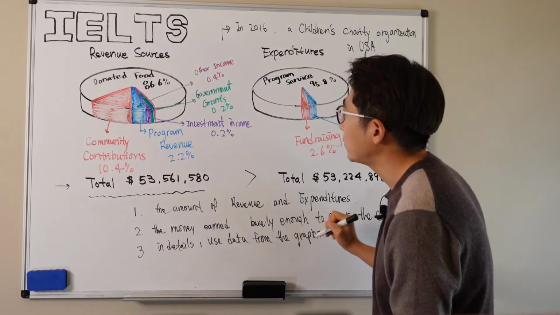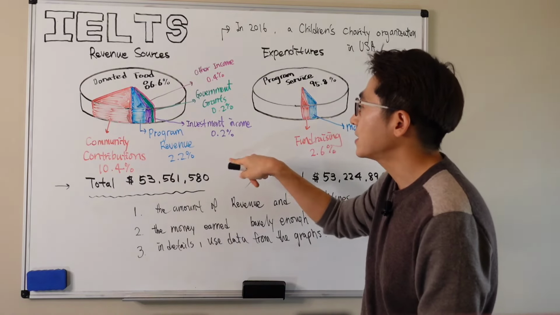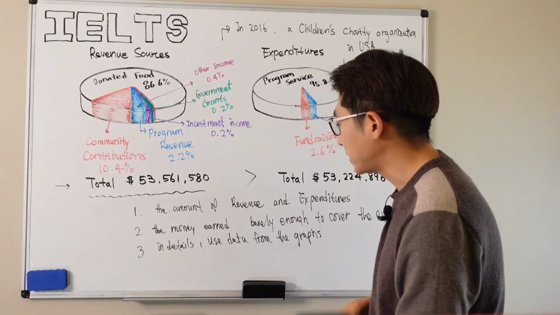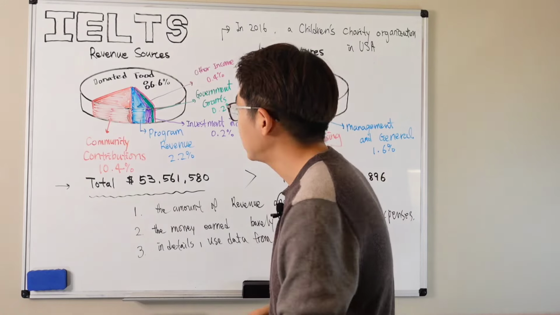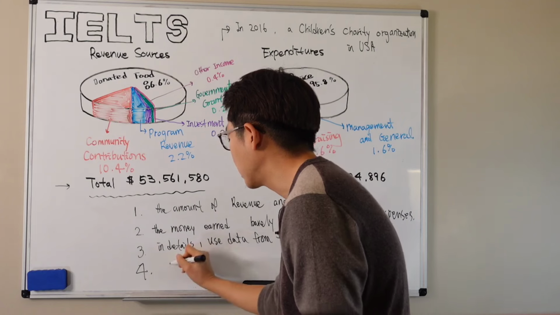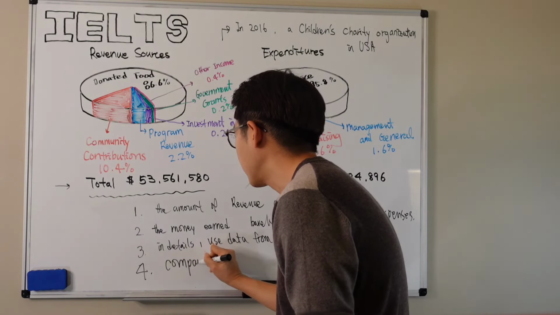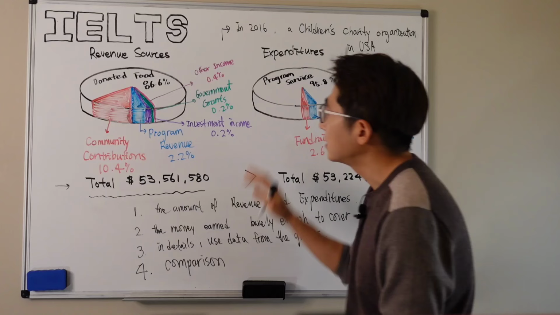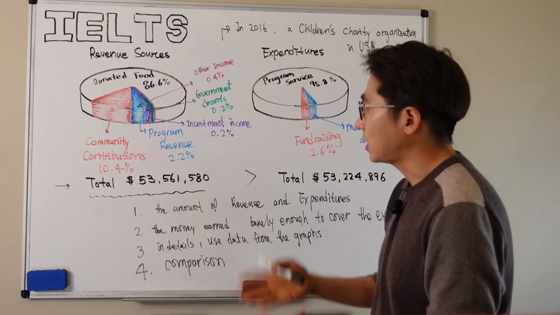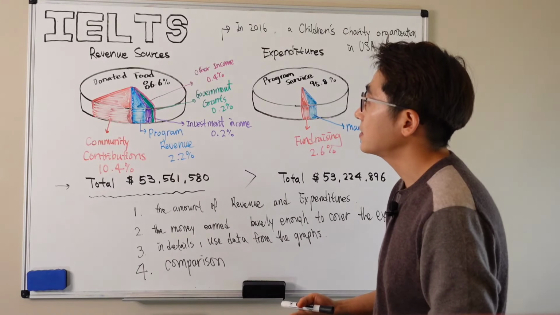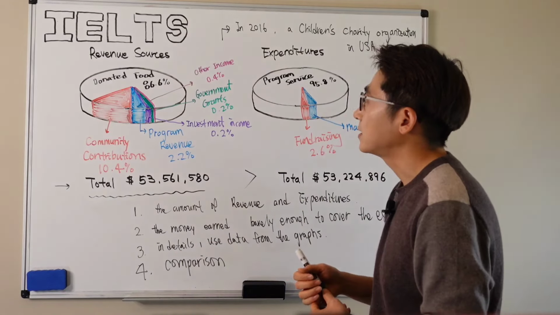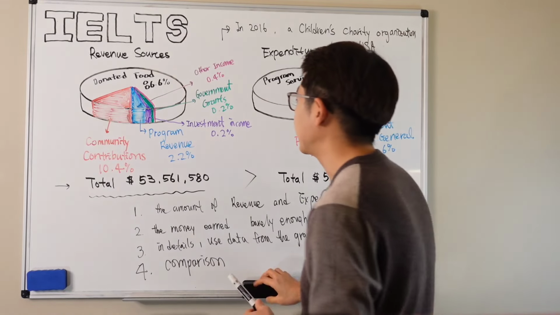Okay, so you have to use data from the graphs. So in our essay, we will have these numbers and this information all written over there. Okay, and lastly, we need to talk about the comparison, the similarities between these two graphs. Okay, so we have done a brief analysis of the graphs, and now using this information, we're going to write the essay together. Okay, let's do that.